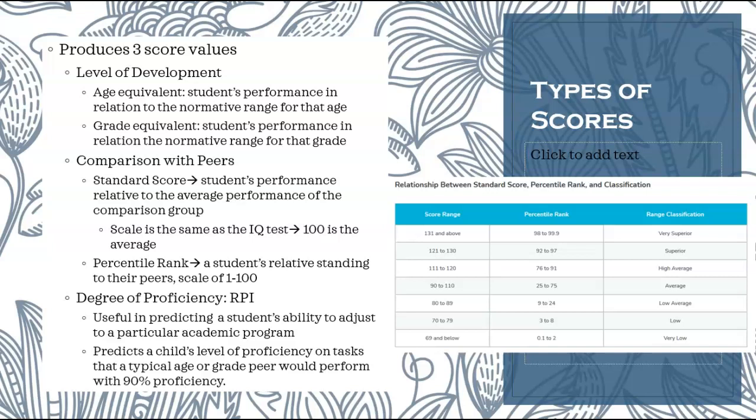The degree of proficiency we call RPI. This is useful in predicting a student's ability to adjust to a particular academic program, because it helps to predict a child's level of proficiency on tasks that a typical age or grade peer would perform with 90% proficiency. So it kind of gives us a predictive measure, so we can use that almost as a guide to create our learning objectives.